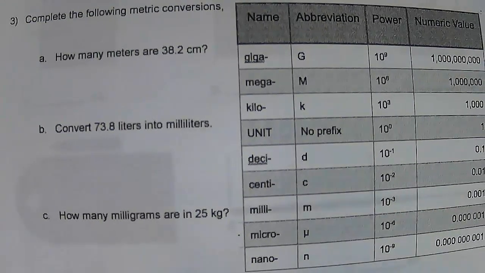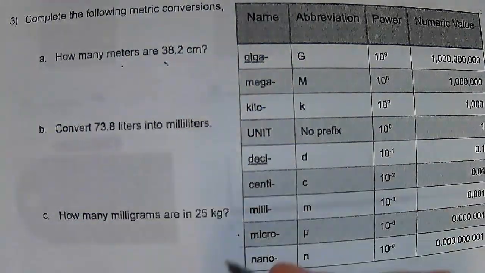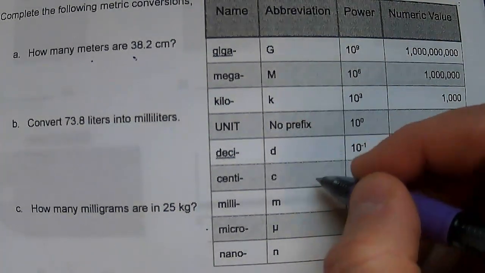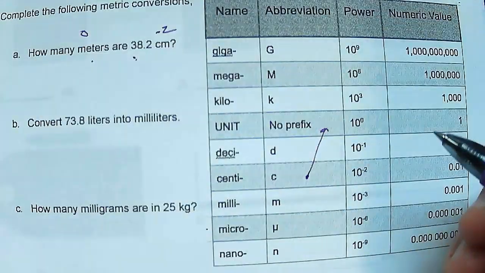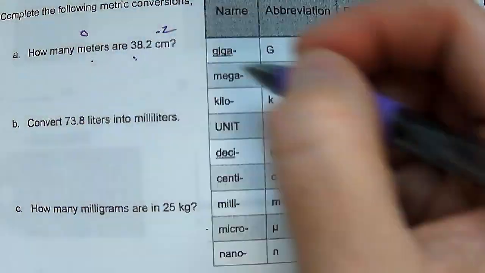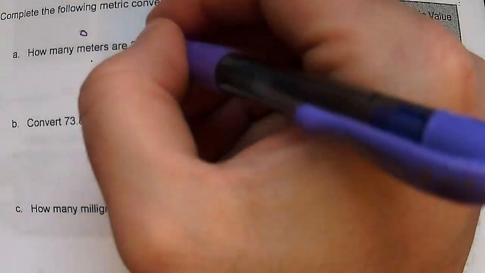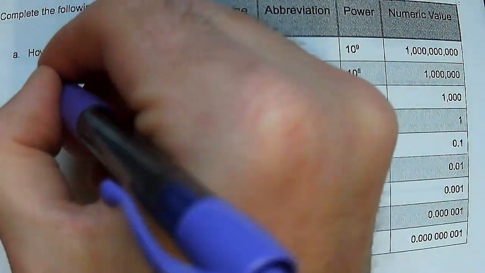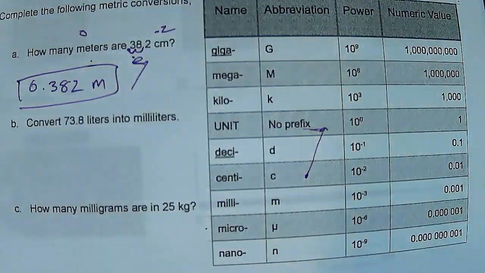Now we do some conversions. I can guarantee you're going to see conversions. We need to go from centimeters to meters. So we have the prefix sheet here. We're going from centi up to here, so this is -2 to 0. We're going up, so we move the decimal point over 2 spots. So that's 0.382 meters.